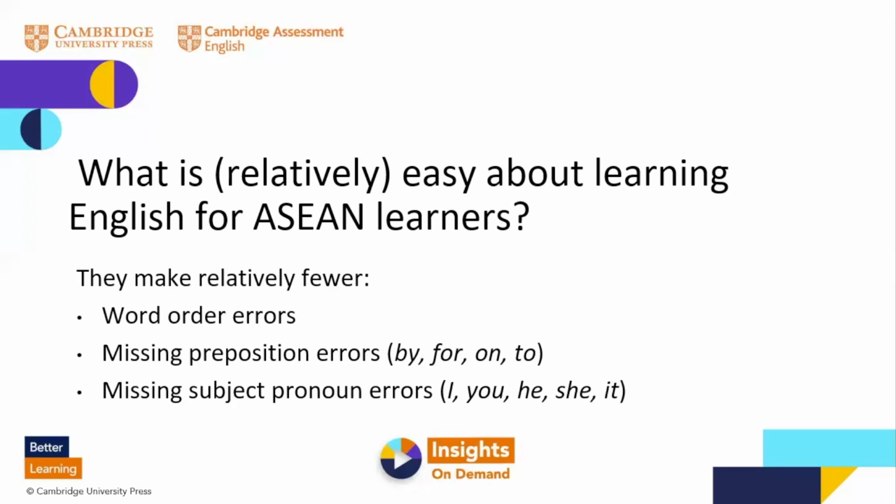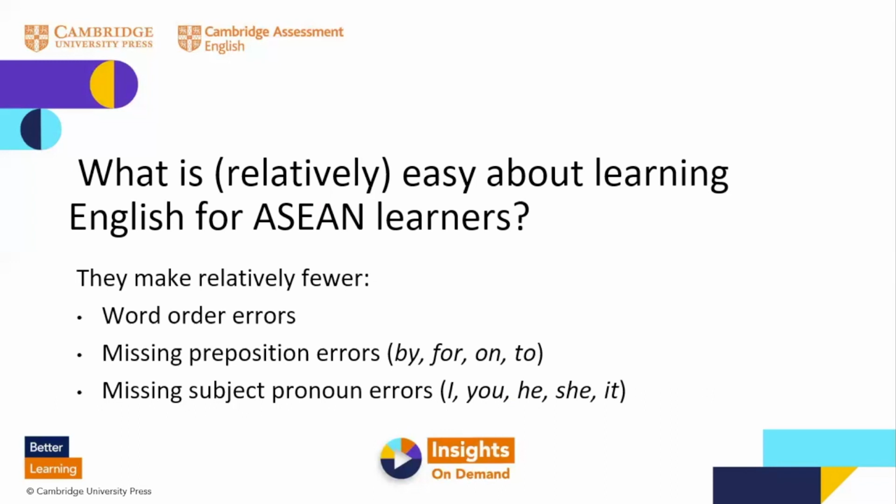When we compare ASEAN learners with those from around the world in general, we see that, for example, ASEAN learners make relatively few word order errors in English. Now, some of you may be going, wait, my students still say car blue instead of blue car. That doesn't mean that they don't make any errors. It just means compared to other learners of English, it's not as big of a problem here in ASEAN.